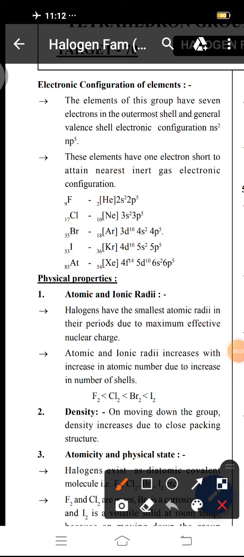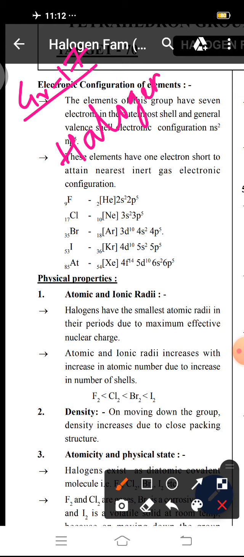Today I am going to discuss a new chapter, that is group 17 elements. So let us start. The group 17 elements in the periodic table are known as the halogen family.